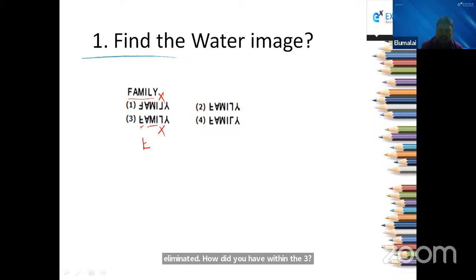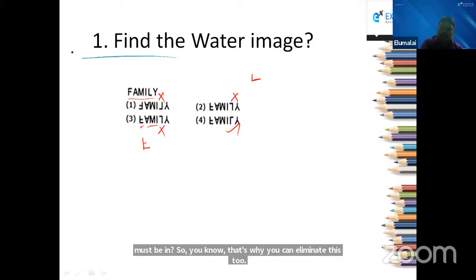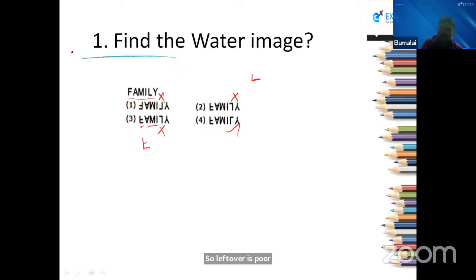Right. Now this L. Here, if it is L, then that will be similar to this one. So here L is there, right? This horizontal line must be horizontal itself, so in right hand side itself, isn't it? Yes. So that's why you can eliminate this 2. So left over is 4. That is the answer here. I hope you can understand this.